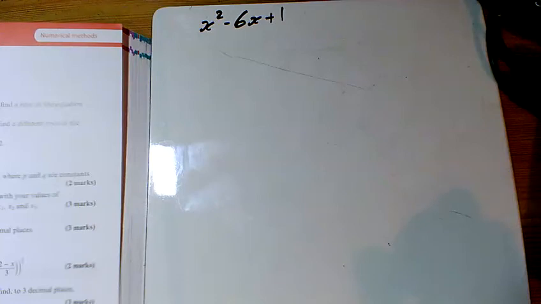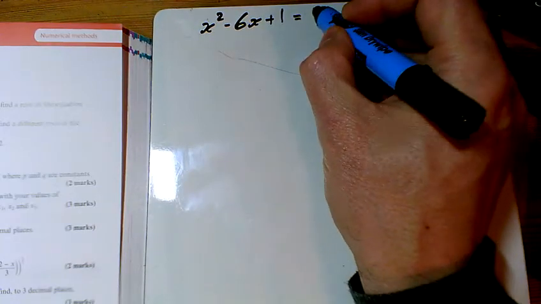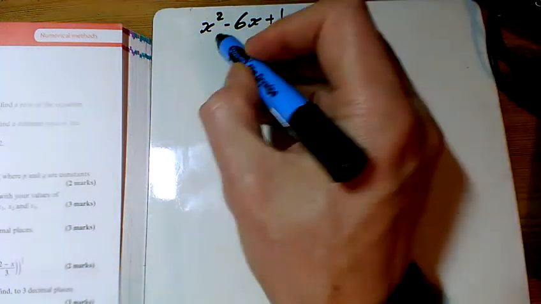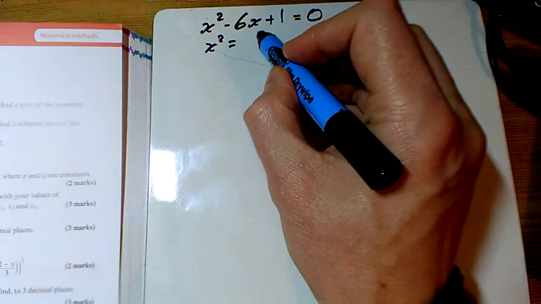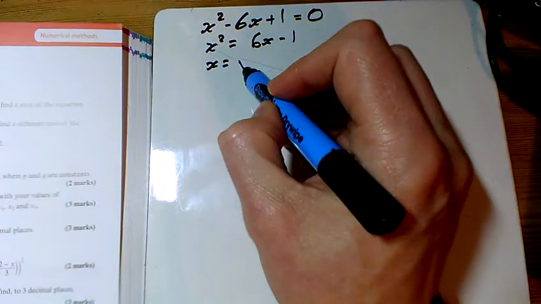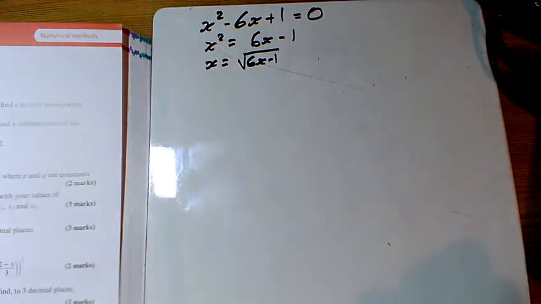Question 3, we've got x squared minus 6x plus 1, that's our f of x, and we're starting with that equaling 0. And the rearrangement is a square root, so you leave the x squared there, drag all of that over there, and then square root both sides. So our iterative formula is going to be that.